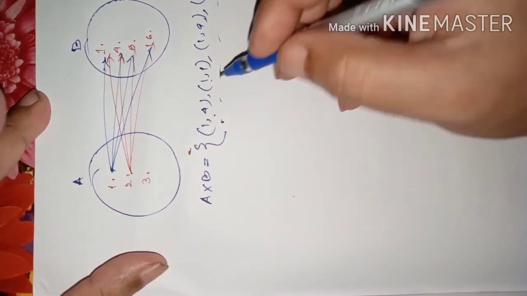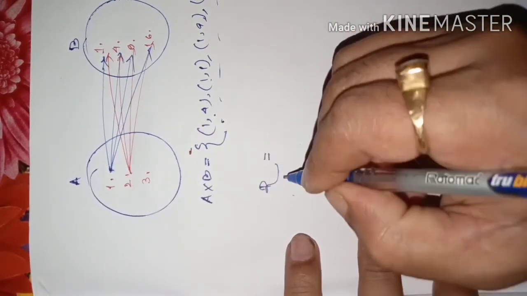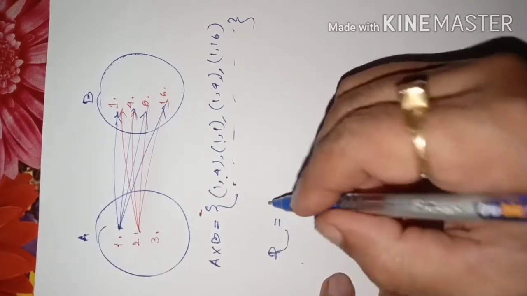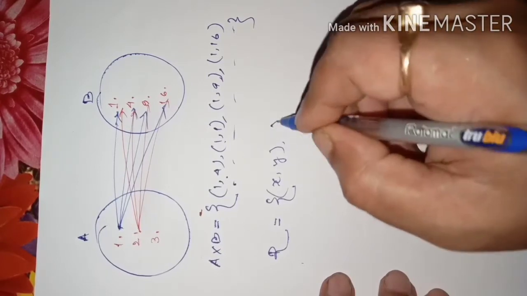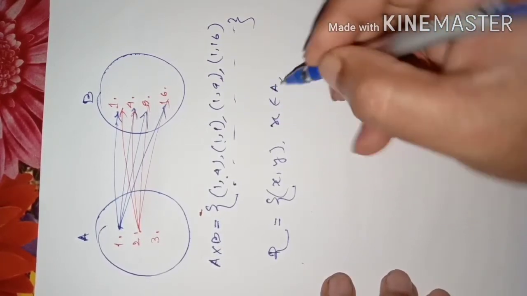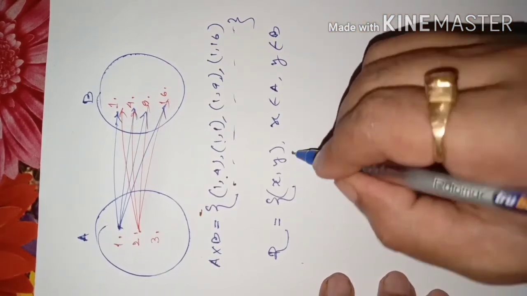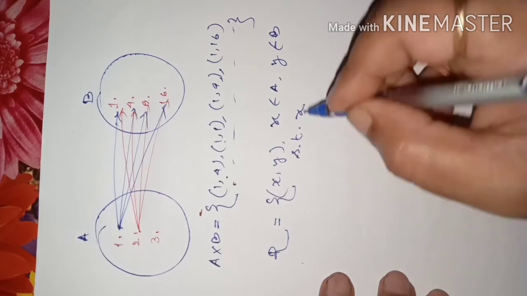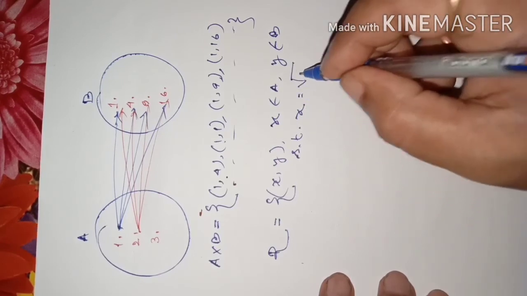Now you see, out of these 12 ordered pairs, suppose I have collected R such that the pair (x, y) will come, where x belongs to A, y belongs to B, such that x is the square root of y.